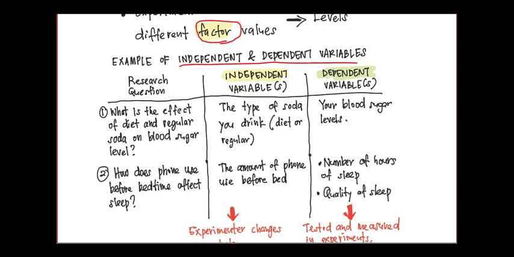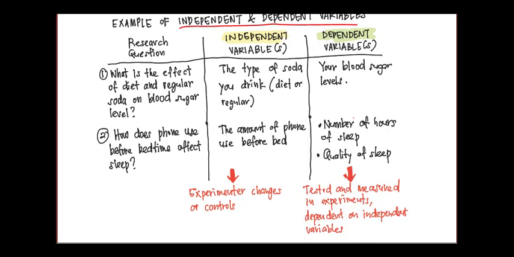or independent variable. As you can see here, the type of soda which we drink, diet or regular, is the independent variable or factor, and the blood sugar level is the dependent variable. We measure this, but we control this. We can decide which type of soda we are going to drink. But blood sugar, we just measure. So it is the dependent variable.